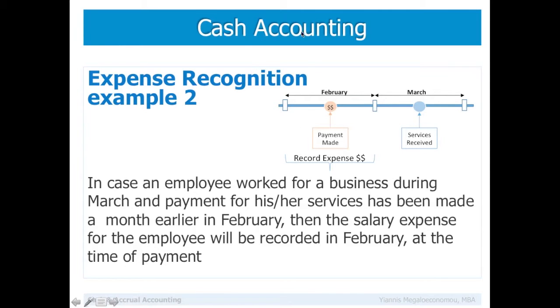So according to the cash accounting method, the salary expense for this type of services provided to the business will be recorded at the time that payment was made, which means in February. So the salary expense will be recorded during this month.